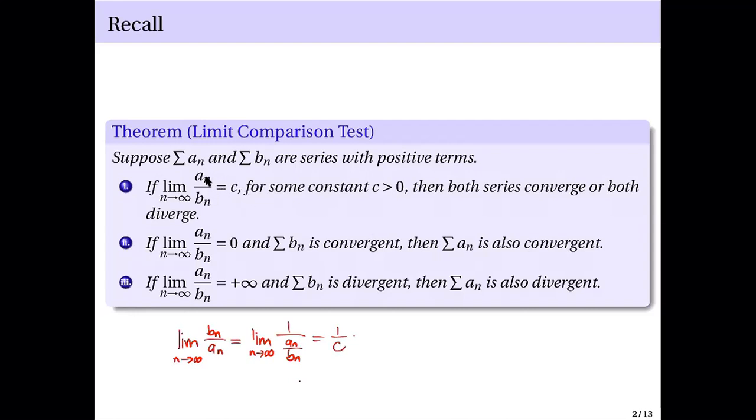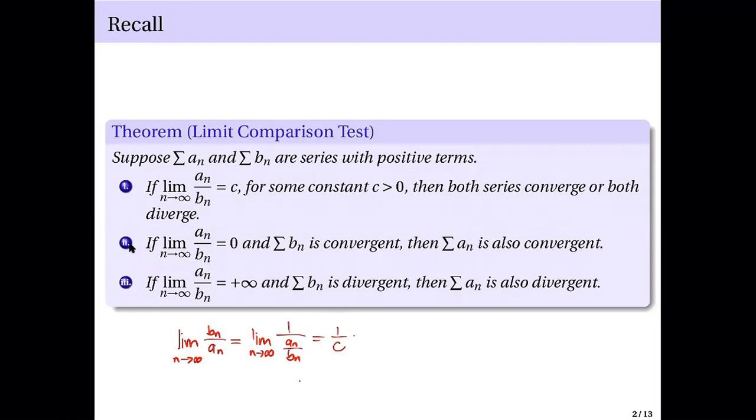Okay? So meaning, pwede mong pagpalitin yung pwesto ni AN at ni BN. Pwedeng AN over BN, pwedeng BN over AN. And both C or 1 over C are positive. And they have the same conclusion or the same convergence or divergence. So sometimes, instead of writing AN over BN, mas okay isulat yung BN over AN. Mas madaling i-simplify yung ratio. Okay? So ipapakita ko mamaya yon.